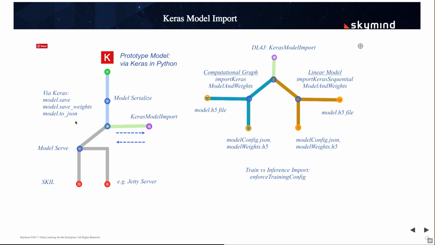Or if you're not going to serve it and just want to do training on it, then you can do your import. Out of that, you'll get the type of graph, whether you're doing computational, which is more the functional API in Keras, or the sequential with the linear model. You can either import the entire H5 file, or split it up between the network configuration and the weights separately. Whether you want to enforce the train config or not is how we handle model serving. So it's a way for you to check whether you imported it correctly, or if you just want to do inference.